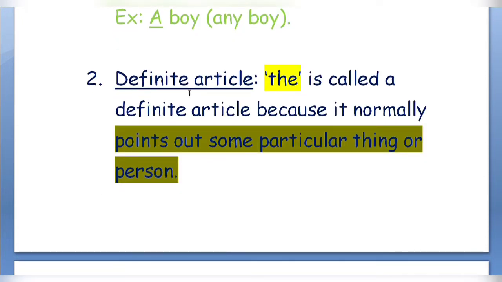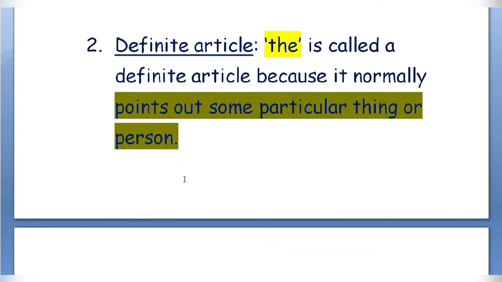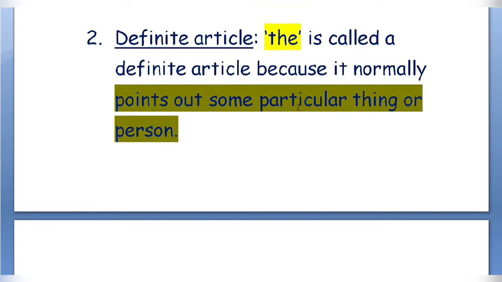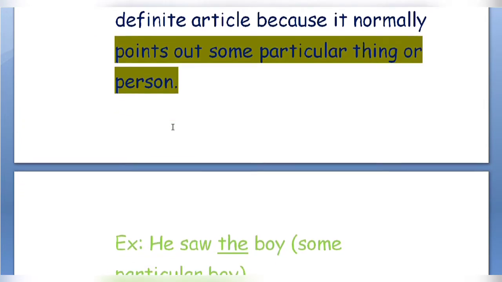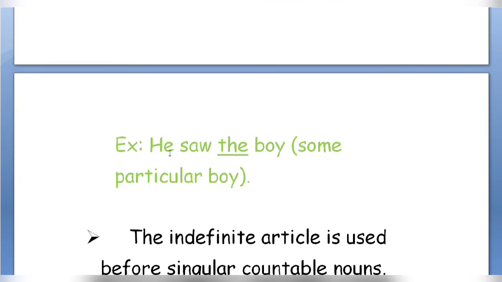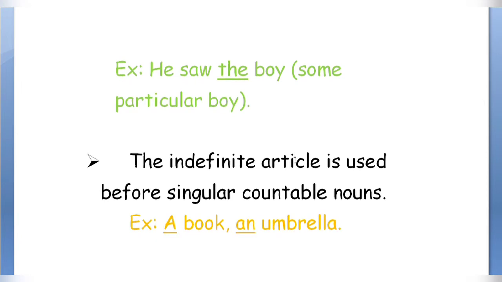Next, the definite article. The is called a definite article because it normally points out some particular thing or person. Now, points out some particular thing or person means we are referring to some definite thing or person, okay? So in that case, we use this definite article, the. For example, he saw the boy. When you say this sentence, you are referring to one particular boy.